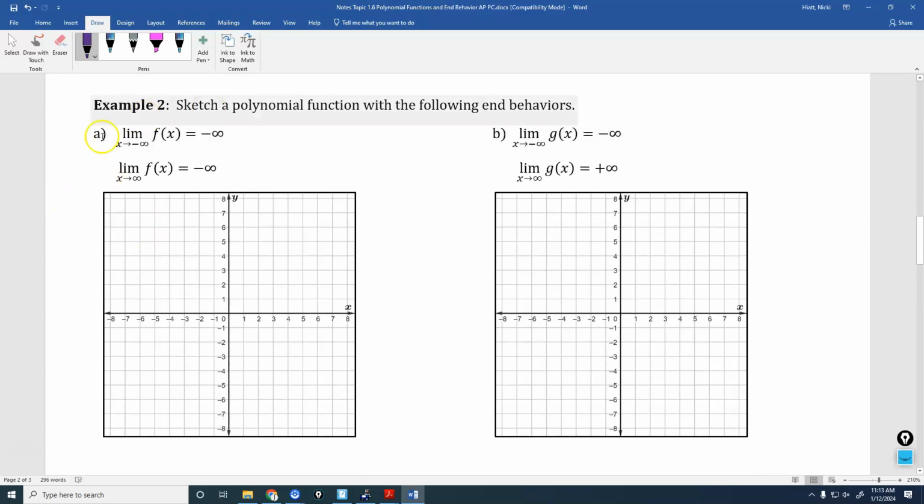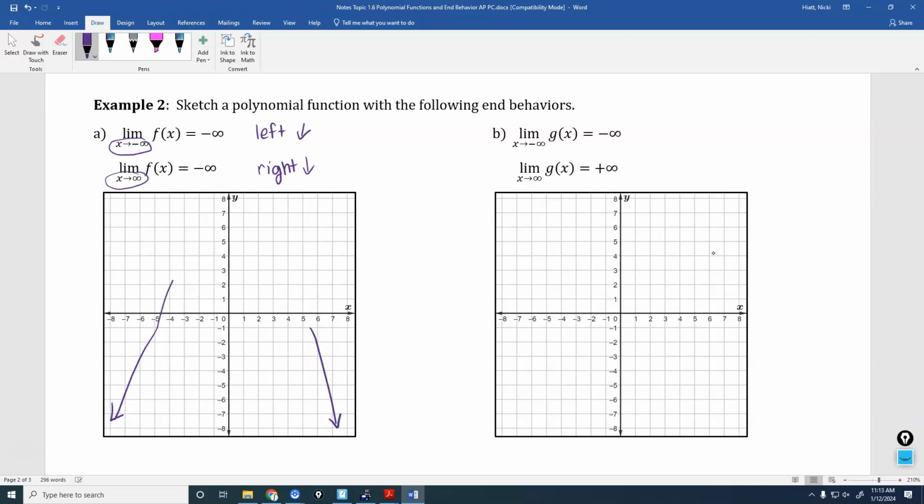Okay, so example 2 is just asking us to sketch a graph with these properties. When I see x approaches negative infinity, is that my left or my right side? Left. And since it equals negative infinity, is it going to go up or down? Down. Right? And then when I see x approaches positive infinity, that means I'm looking at the right side. And I got negative infinity there also. So that side is going to go down. Right? So if I want to sketch a graph for this, I know this side needs to go down. I know this side needs to go down.